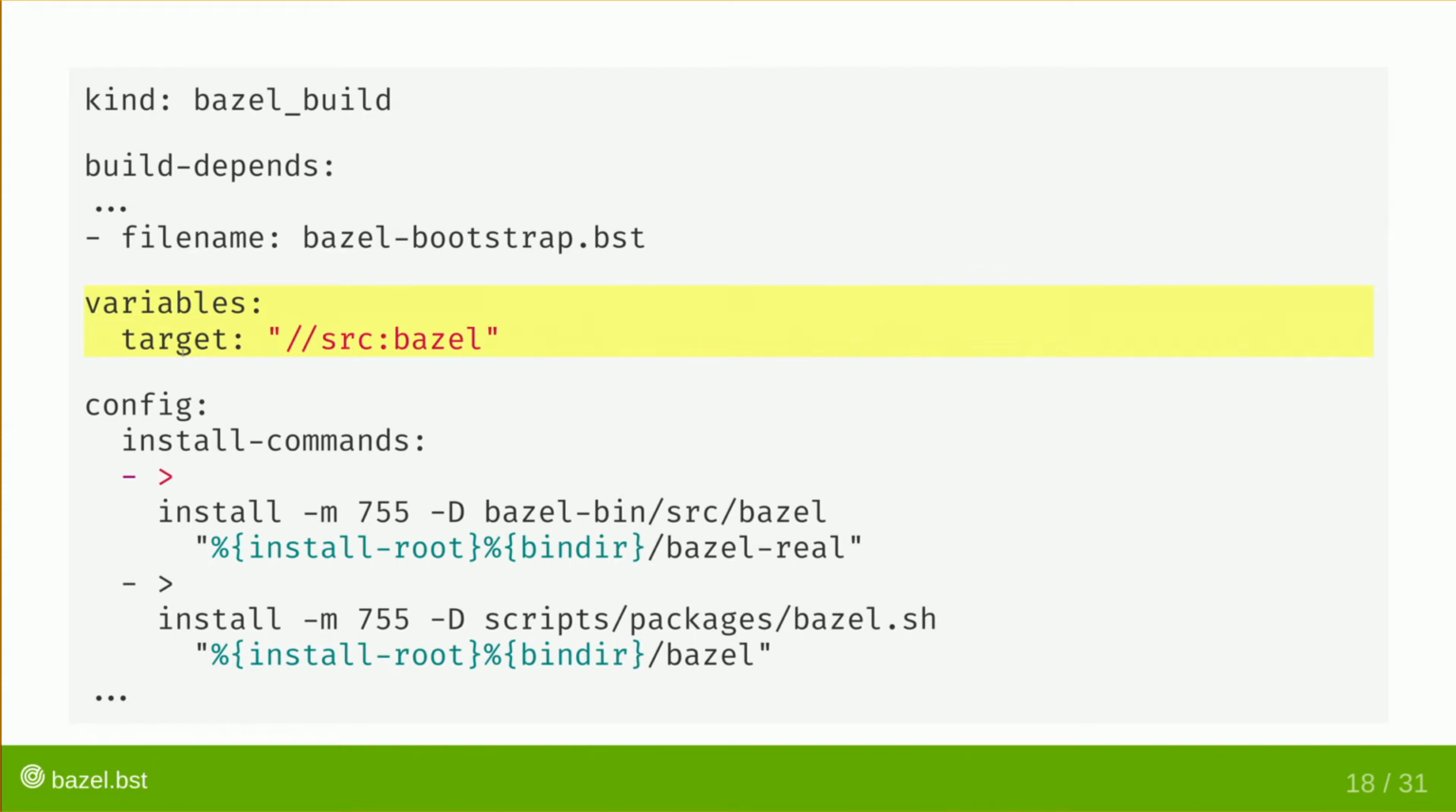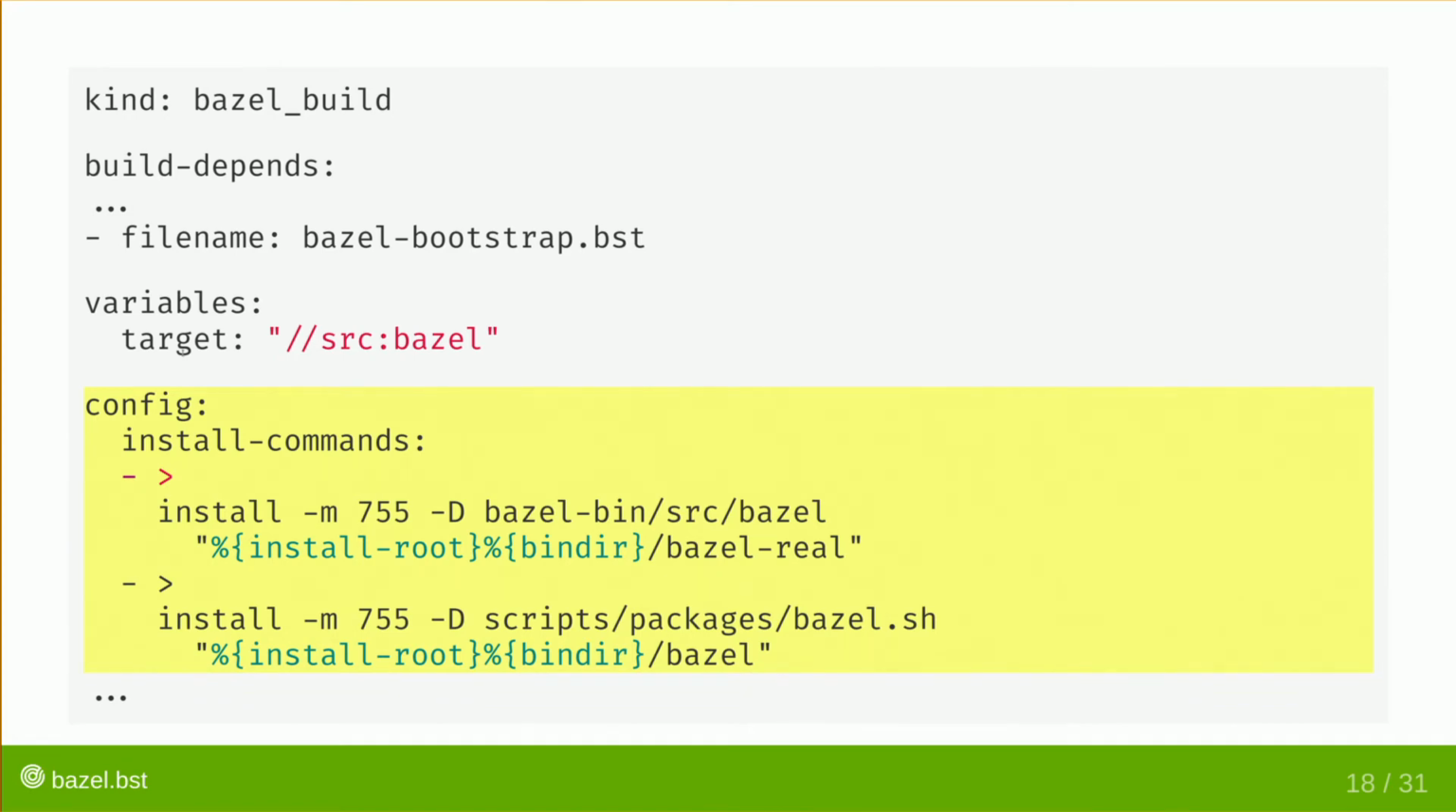The target label, fairly obvious, tells us what we want a Bazel build. And BuildStream lets us override command sets in elements. And so this just says, hey, to install Bazel, we just want to grab the Bazel binary that's come out of the build, and we want to grab the wrapper script and put it all together in the target binary directory.